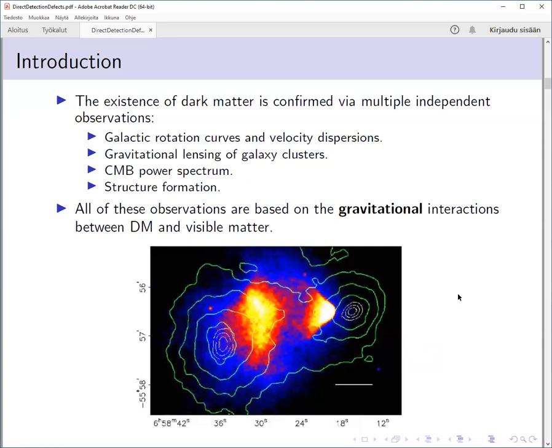Right. So the conclusion that we can draw from here is that it is a separate type of matter, because most of the visible matter is here, and this matter that gives rise to the gravitational potential well has been temporarily separated from the visible matter. So this is strong evidence for the existence of two types of matter, where this dark type is collisionless also amongst itself and collisionless with the visible matter.